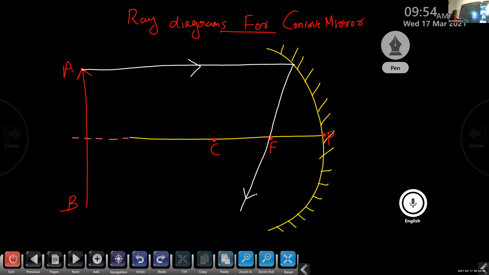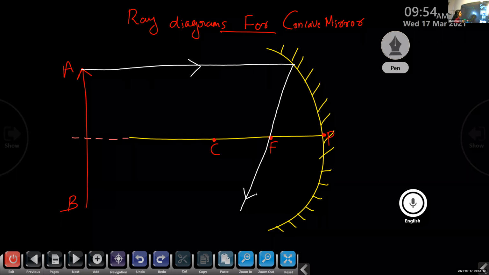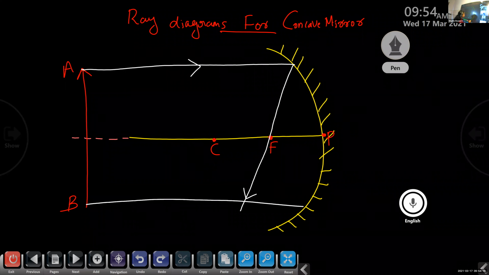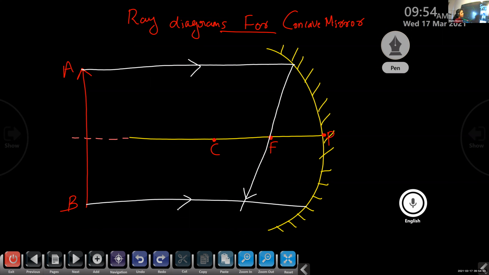Now, another ray of light. At least we need 2 rays in order to complete this ray diagram. So another ray of light comes parallel to the principal axis. Again, a ray of light comes parallel to the principal axis. After the reflection, what happens to this ray of light? According to your rule?